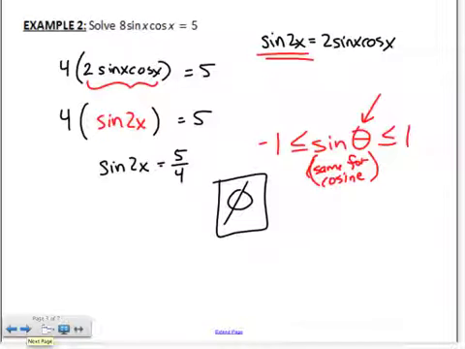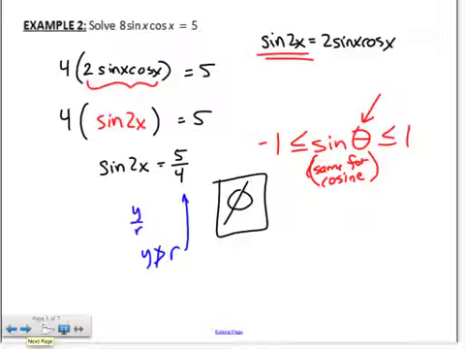And the reason for that, guys, is sine is y over r. Y is never bigger than r. It can't be. So you cannot have a ratio that would have that requirement.